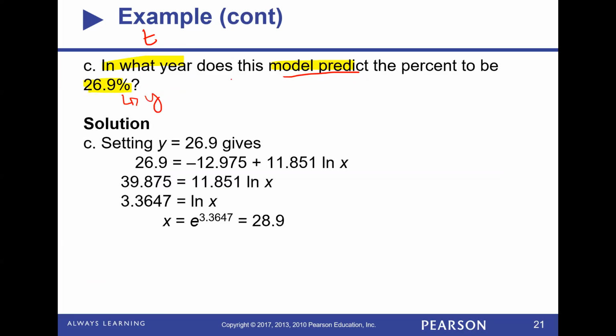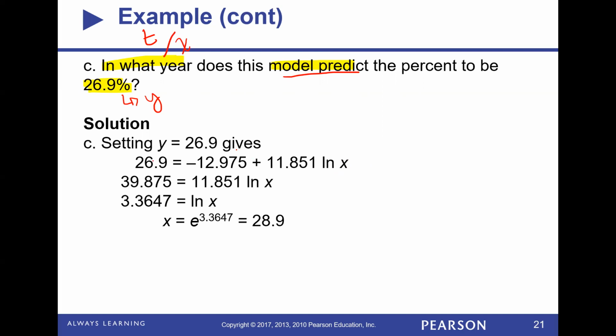So you have a few different options for these. And again, we've spent a lot of time with these previously. So you're basically going to plug in Y to be that 26.9. And then you've got it equal to that negative 12.975 plus 11.851 natural log of X. Again, in what year, depending on the problem that you're looking at there, it can be T or X. It just kind of depends. So either way, you're going to use what we did in previous sections to solve it.